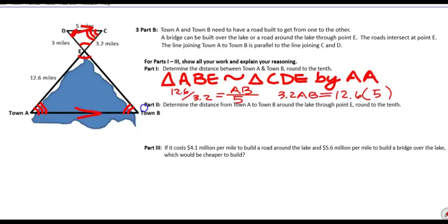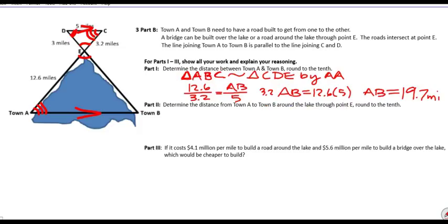I'm going to go ahead and work this down here and I'll erase it afterwards. 3.2 AB is equal to 63. Then we're going to divide both sides by 3.2. So AB is equal to 19.7 miles. So that's how we do this, by setting up a ratio of corresponding parts in the similar triangles.